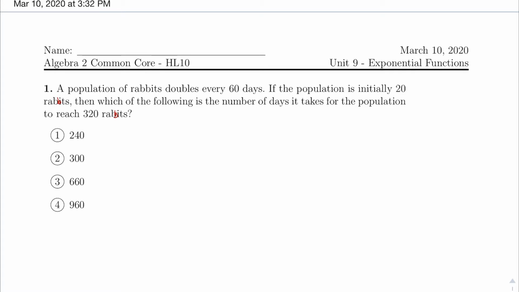As always with a word problem, we want to turn it into a formula. We start off with 20 rabbits. So the population as a function of time is 20 rabbits, and it's going to double every 60 days. So we know we're going to be multiplying 20 by 2. But instead of doing this every day, where t would be the power, we're doing it every 60 days.